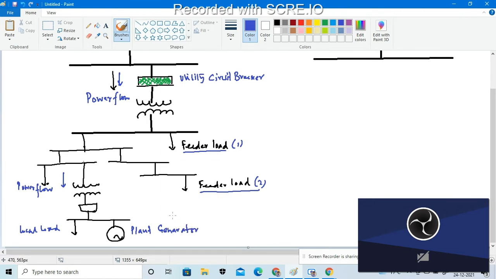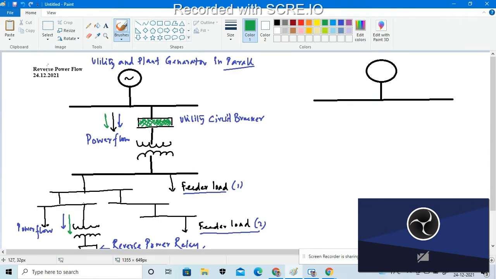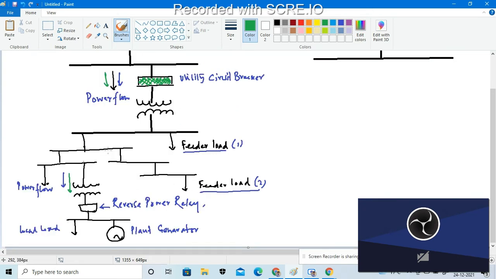And this is my plant generator, and this particular box will consist of a reverse power relay. So this is actually my reverse power relay, right? So the power flow will be in these directions. The power flow to the local load will be in this direction, and the power also flows over here in these directions. So whenever the plant generator and the utility circuit breaker are connected in parallel, then in that case our diagram should be like this.